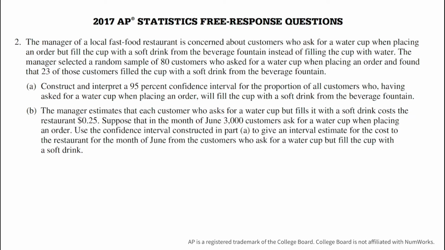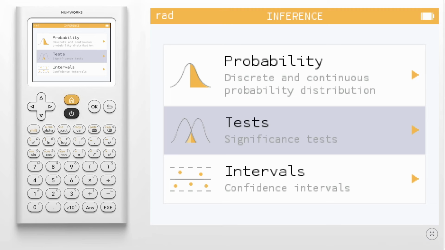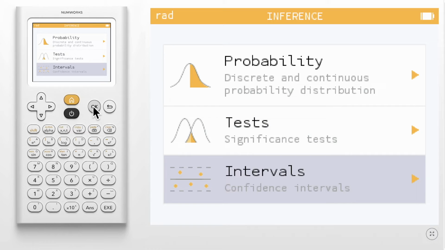customers who, having asked for a water cup when placing an order, will fill the cup with a soft drink from the beverage fountain. Back on our calculator, what I'm going to do is enter our intervals section.